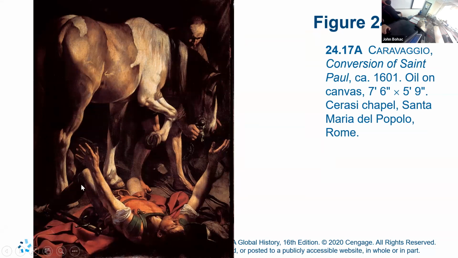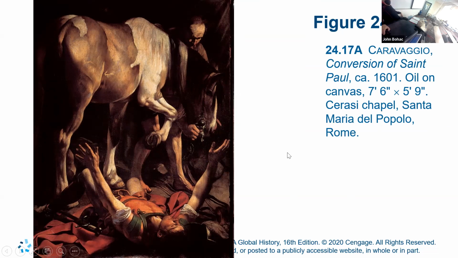And so anyway, that's what this is, the conversion of St. Paul. And you can see here, he's in his Roman soldier's uniform. He's got his sword there. And he was struck off his horse. One of the interesting aspects of this painting is that where it sits, you see it's enormous. It's 7.5 feet high.